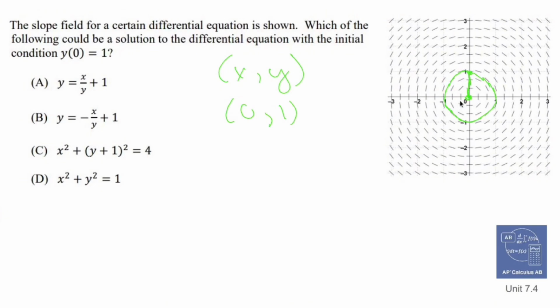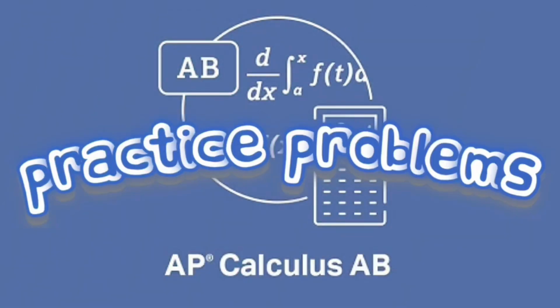And it appears to be a circle with a radius of 1 and a center at 0, 0. And the equation of a circle with a radius of 1 and 0, 0 being the center is going to be this guy right here. One option would be a circle but not at 0, 0, with a radius of 2. And another would be some type of weird looking sideways parabola, but that's not what we have. So the answer for this one is going to be D, because that is exactly the picture that we get when we sketch it out.